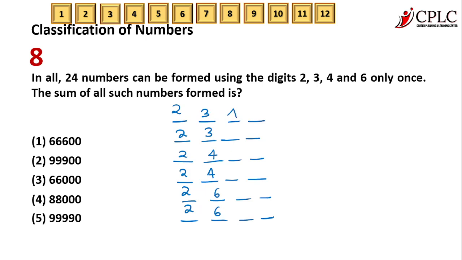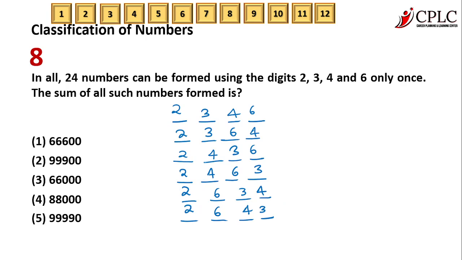So 2, 3 is done. So that means 4, 6 and 6, 4. Then 2, 4 is done. That is 3, 6 and 6, 3. Then 6 is done. So 3, 4 and 4, 3. So these are the six numbers that are starting with 2000.